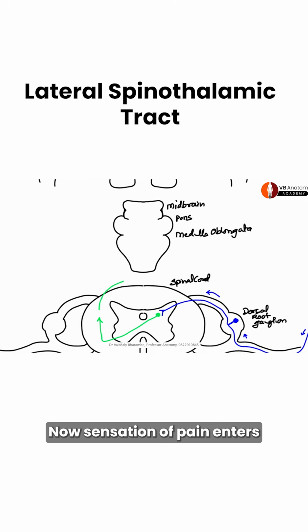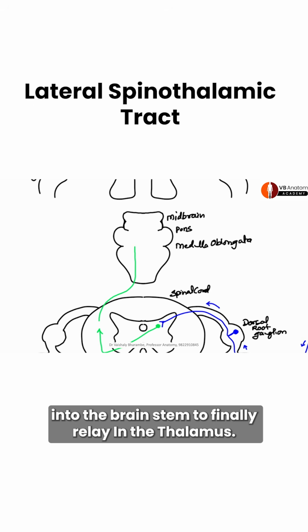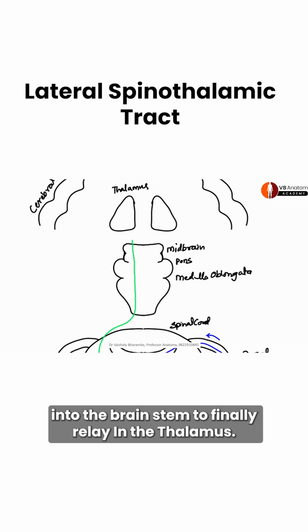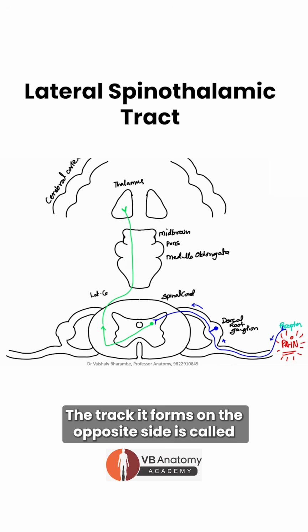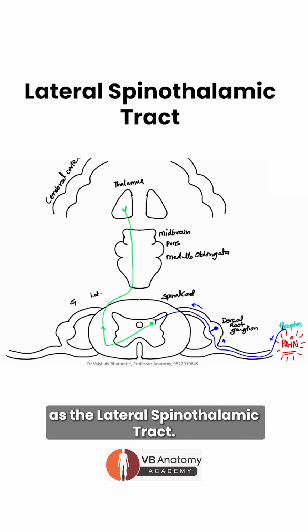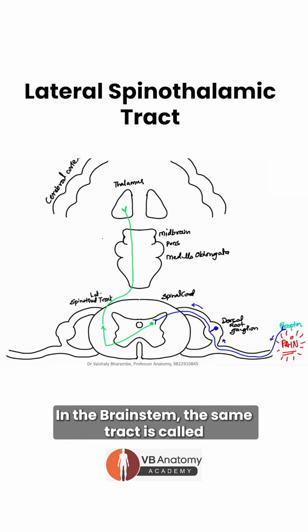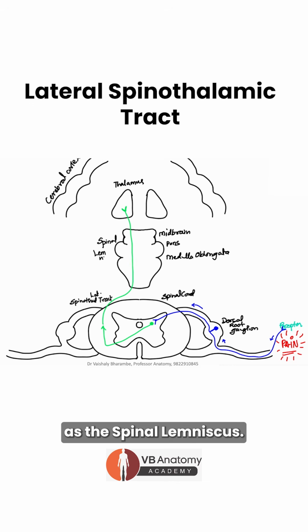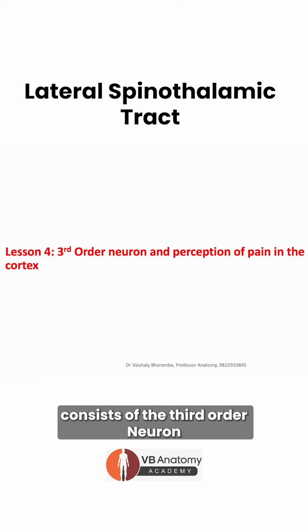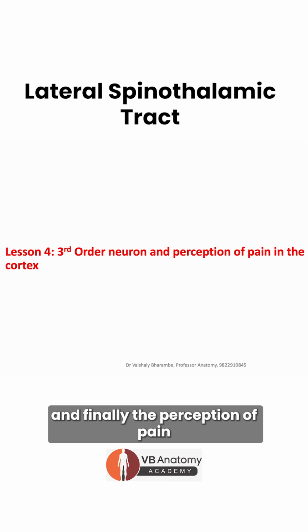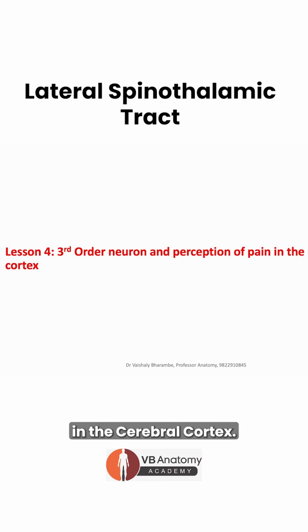Now sensation of pain enters into the brainstem to finally relay in the thalamus. The tract it forms on the opposite side is called as the lateral spinothalamic tract. In the brainstem, the same tract is called as the spinal lemniscus. The next part consists of the third order neuron and finally the perception of pain in the cerebral cortex.